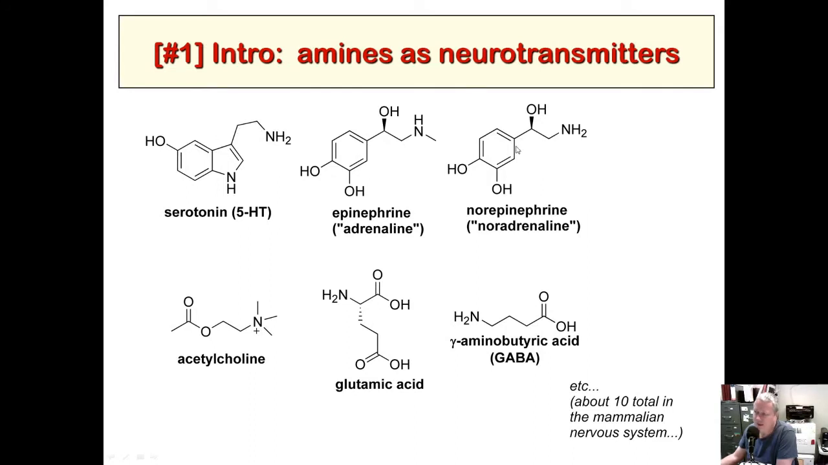And acetylcholine is a weird amine with three methyl groups on it. It's called a quaternary ammonium. Glutamic acid's interesting because it's actually just an amino acid, but it's also used as a neurotransmitter in our brains. And also aminobutyric acid, or GABA, is another slightly different amino acid. There are about 10 neurotransmitters in the mammalian nervous system.